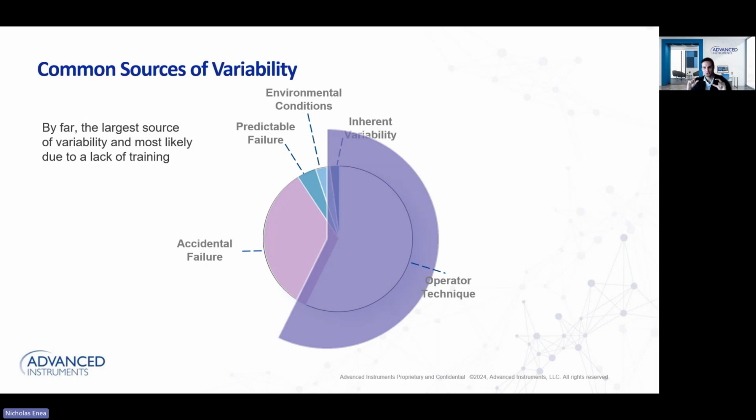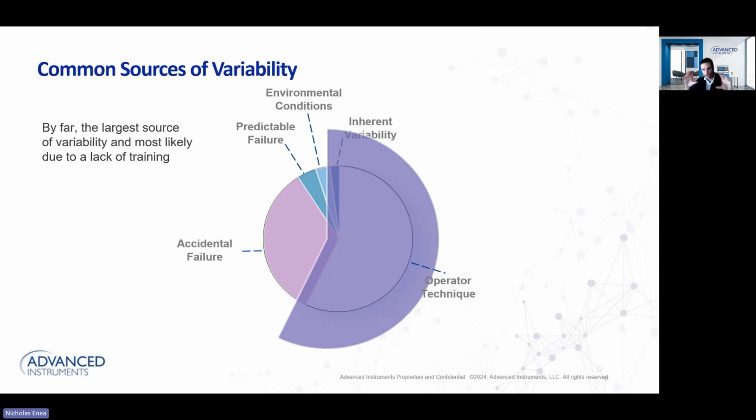When it comes to sources of variability, operator technique is the biggest source of variability in the pipetting and liquid handling world in general. So it really points to needing to be trained, and also needing to have tolerances that can fit the operator's point of training as well.